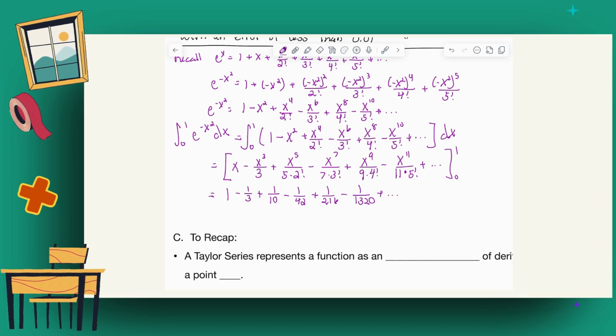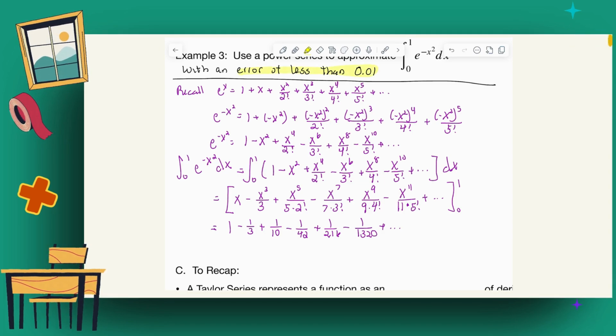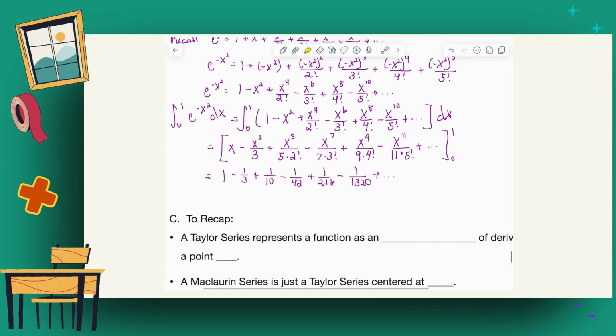Now, one other thing I wanted you to do is find the error so that it is less than 0.01. Now recall earlier when we talked about our error analysis, we use our first unused term. So we need to figure out how many terms of this polynomial we need to use so we get an error that is less than 0.01. Now the best way to do that is just to evaluate each of these terms until I get a decimal value that is less than 0.01. And then that would be my first unused term, and so I would do my polynomial up to that point, not including that term. So let's start with 1 over 10, that's 0.1.